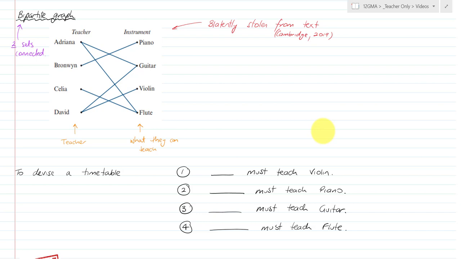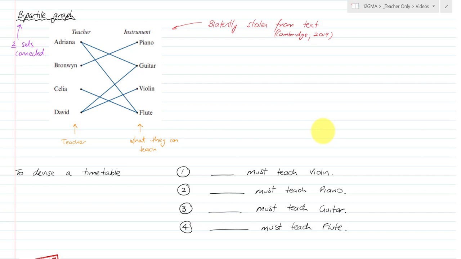And so this is a bipartite graph. It connects 2 individual sets of information, and so you can see how that graph does that. In this case, what it's connecting is each teacher to the instrument that they can teach. So to devise a timetable here, we'd look at it and determine a simple path to follow.